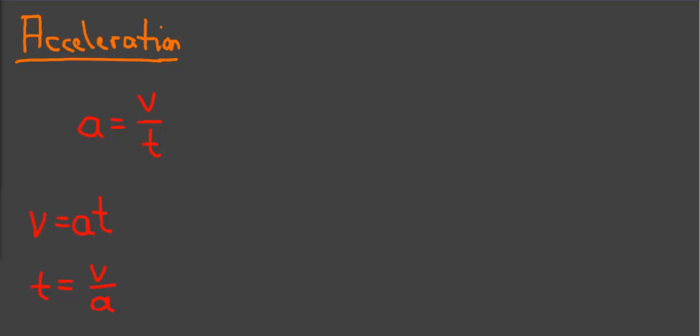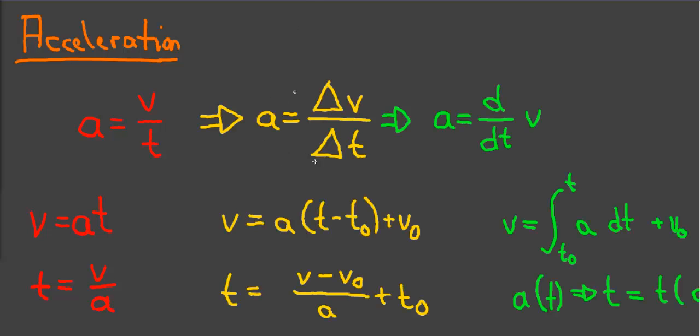Now let's get a step further and talk about what happens if the acceleration isn't constant and we don't have initial conditions of 0 meters per second and 0 seconds. So let's look at that, and we're going to get this formula. A is delta V over delta T. That's exactly what we had for velocity. Velocity is delta X over delta T. So again, we have a very similar formula here.